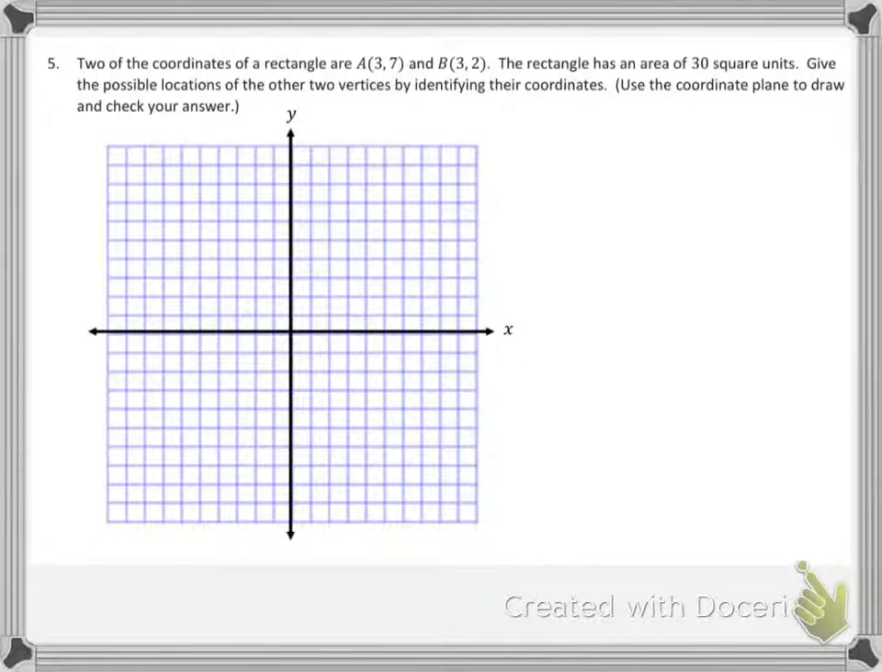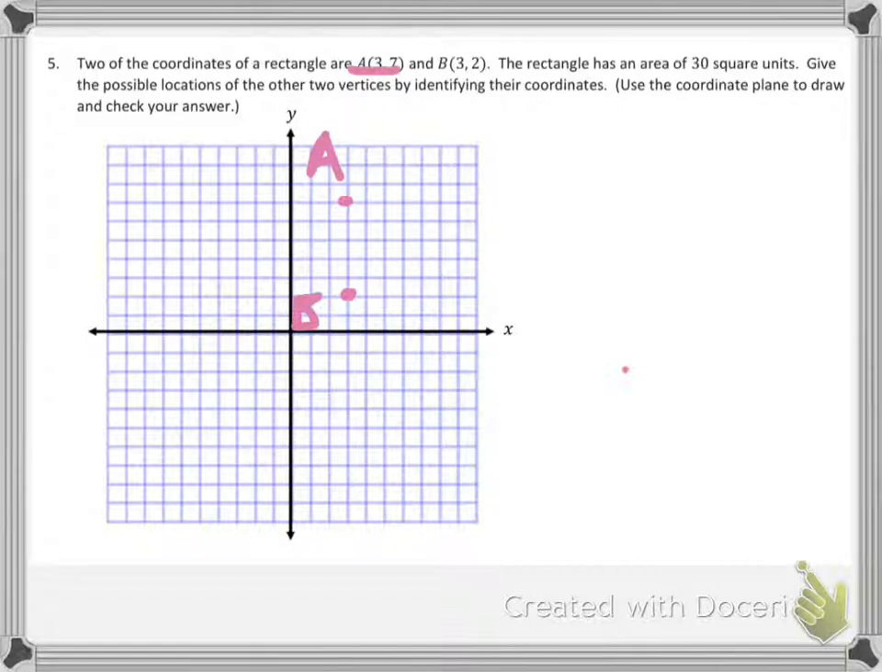So let's see, let me get something I can use here to plot my points. 3, 7, so we're going to start here. 3, 7 means 3 to the right and 7 up. 1, 2, 3, 4, 5, 6, 7. So that point goes right there, 3, 7, and that's point A. And then B is 3, 2, 3 to the right and 2 up. That point is right there. That point is point B.